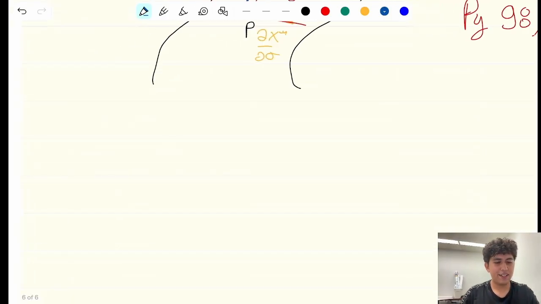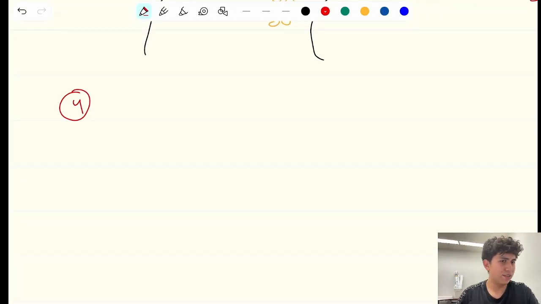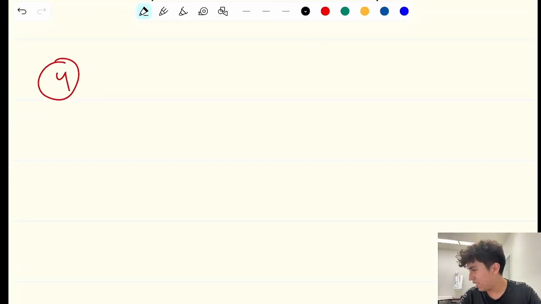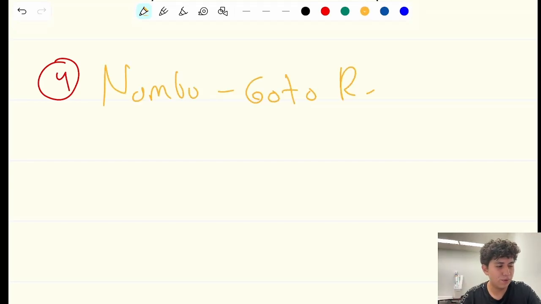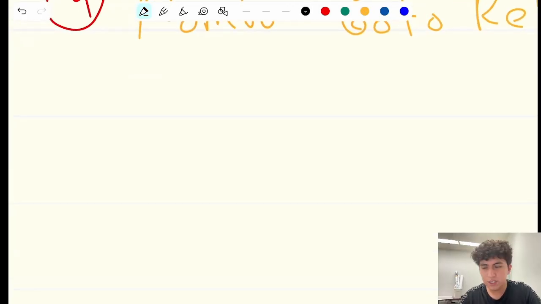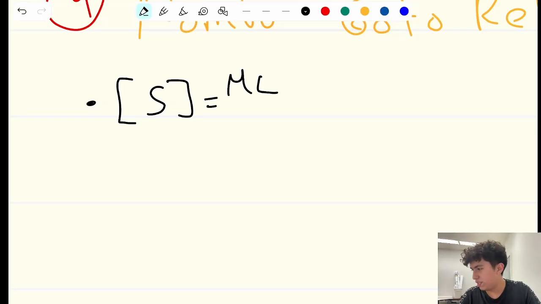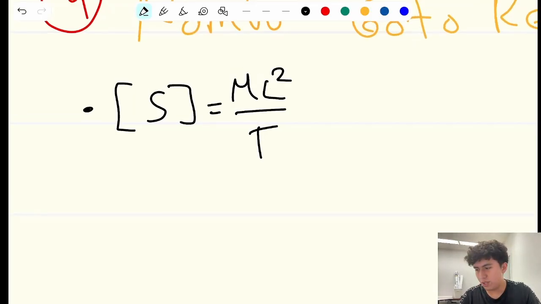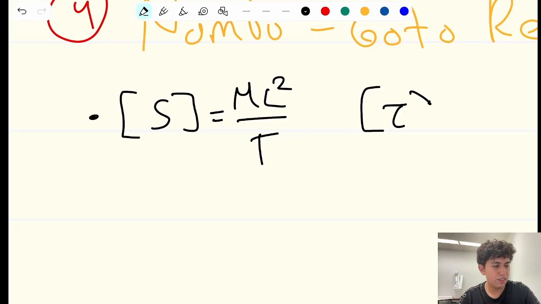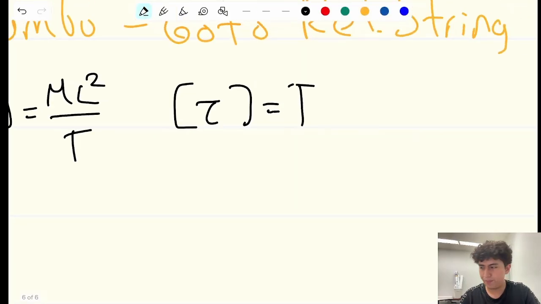So cool. The last thing I'm going to do, for the sake of time so that I don't exceed the 1 hour, is write the Nambu-Goto action. Okay, so to get the Nambu-Goto action, we're going to use the different conditions that we know should be true for a relativistic action. First, we know the units. The units of an action, you can show this, are mass times length squared over time. We know the units of this top parameter are going to be time.